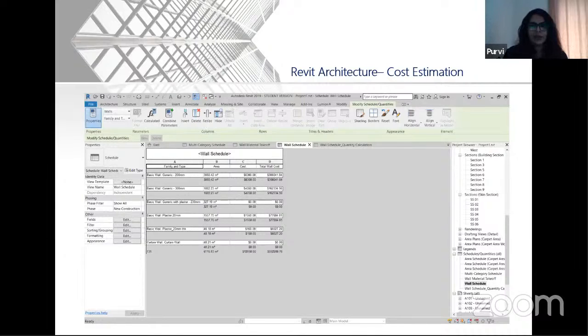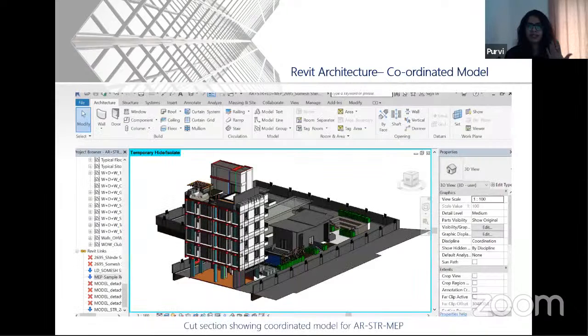This is coordinated, where we have coordinated MEP, structure, and architecture together. For presentation purposes, you can always cut it. You can have a cut section for the 3D and see what is happening inside and what the other services are. So basically, 4 models were coordinated in this particular project: Revit Architecture, Revit MEP, Revit Structure, and landscape. Landscape was also done separately, because the landscape architects were also working on Revit. And yes, you can work on Revit if you are a landscape architect.